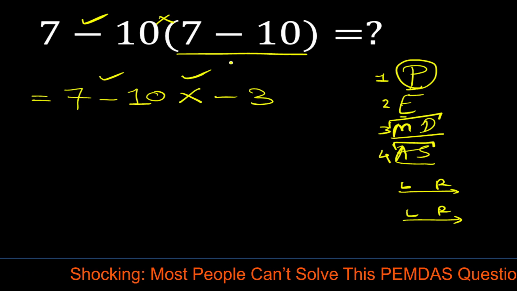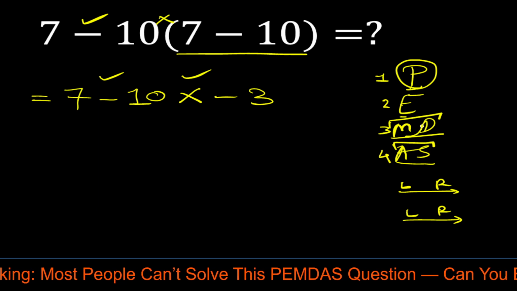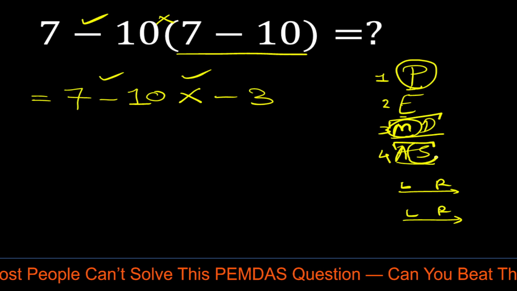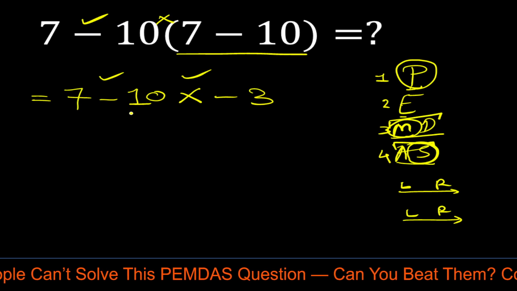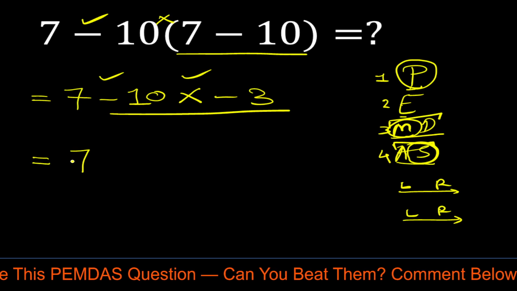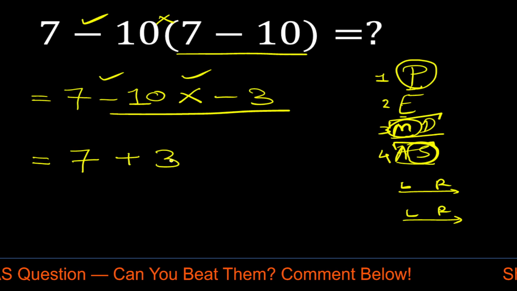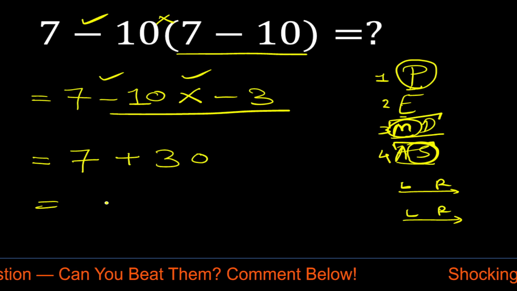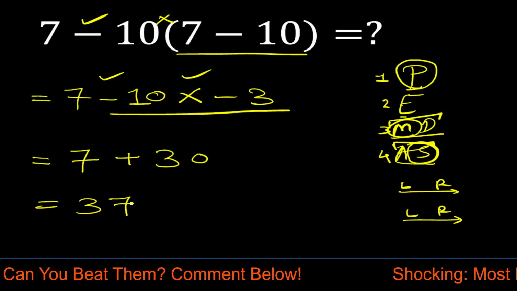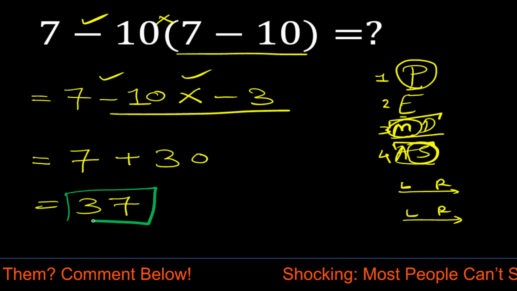Now here we have subtraction and here multiplication. So according to PEMDAS rule, first we have to solve multiplication, then we have to solve subtraction, right? So first we have to solve this multiplication. So 7, now minus 10 times minus 3 is equal to plus 30. So 7 plus 30 is equal to 37, right? So the correct answer is 37.